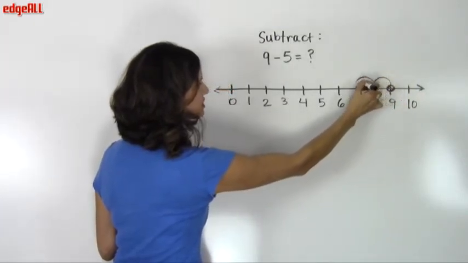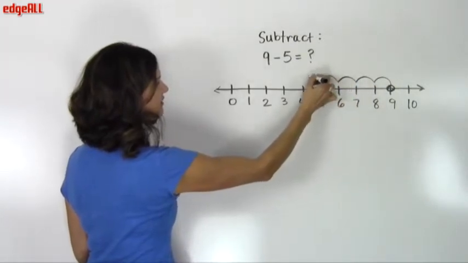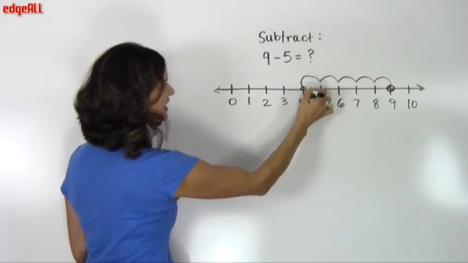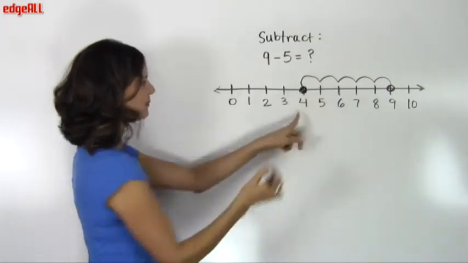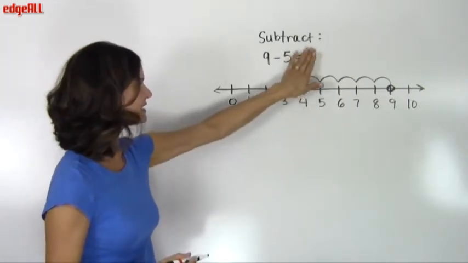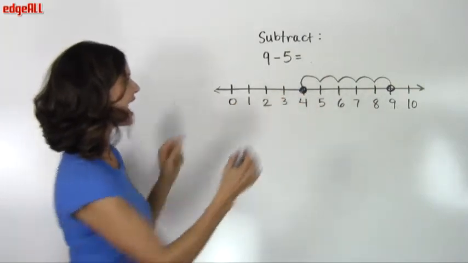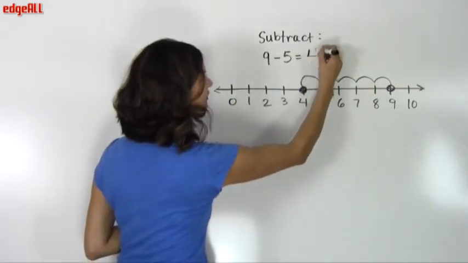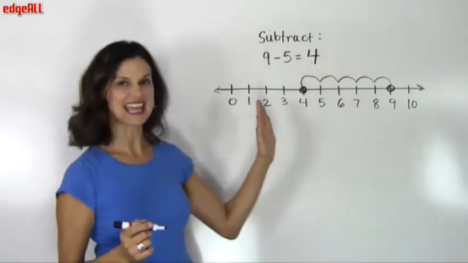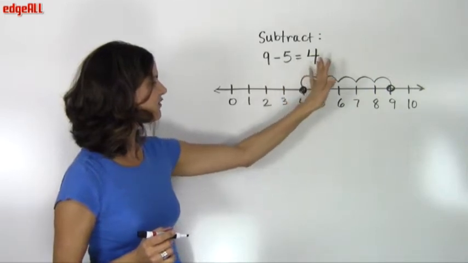1, 2, 3, 4, 5. And that lands me right here on the number 4. And so that is the answer to my subtraction problem. 9 minus 5 equals 4. Now there's one more thing that we can see from our answer.